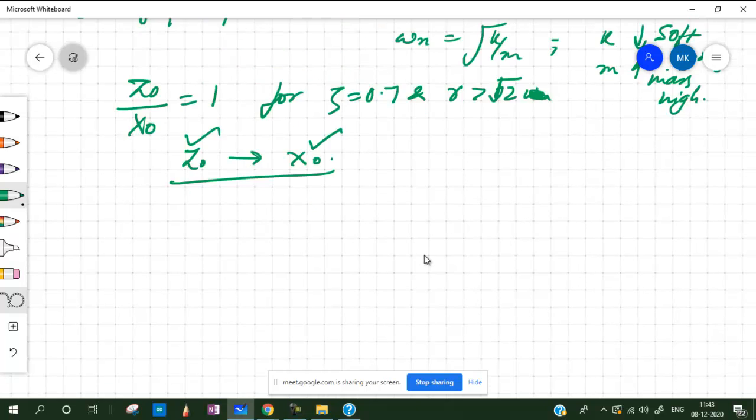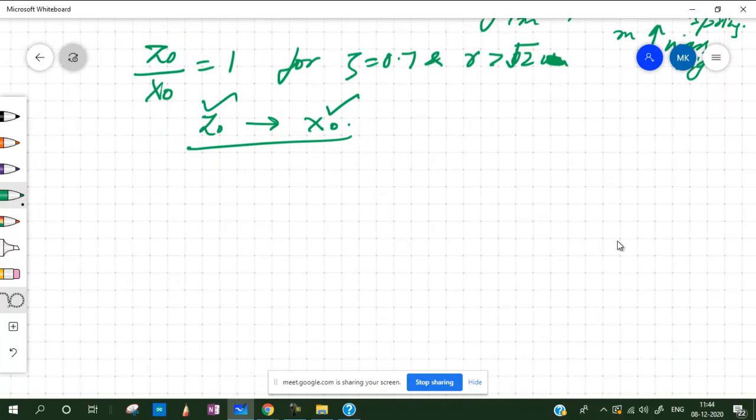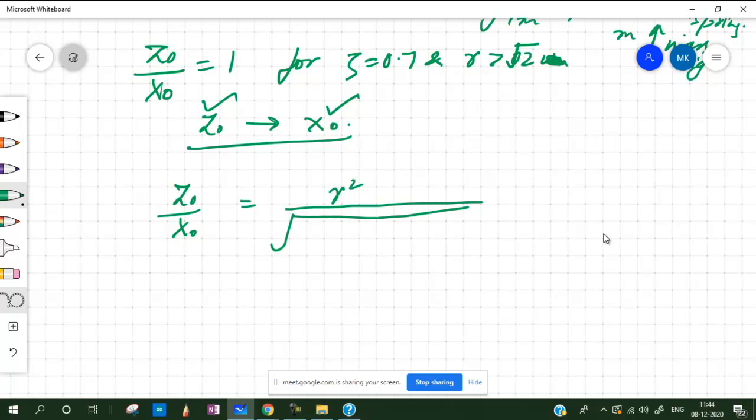Now where does acceleration come in, or how do we look for the acceleration? So let's say using the equation that we have just now seen for the ratio of the amplitudes, z naught by x naught, which was equal to r square by under root of (1 minus r square) whole square plus (2 zeta r) whole square.